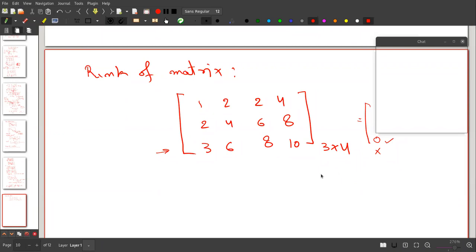This one, I'll give you some more examples. Just a minute, I'll just have to check. So we should do some matrix inverse also, some examples on the inverse of a matrix.